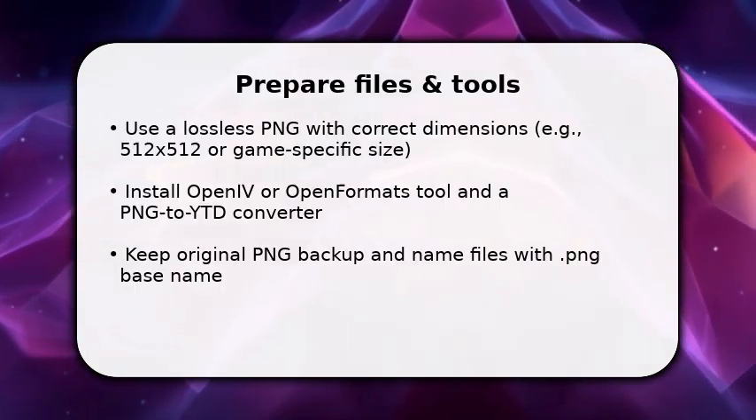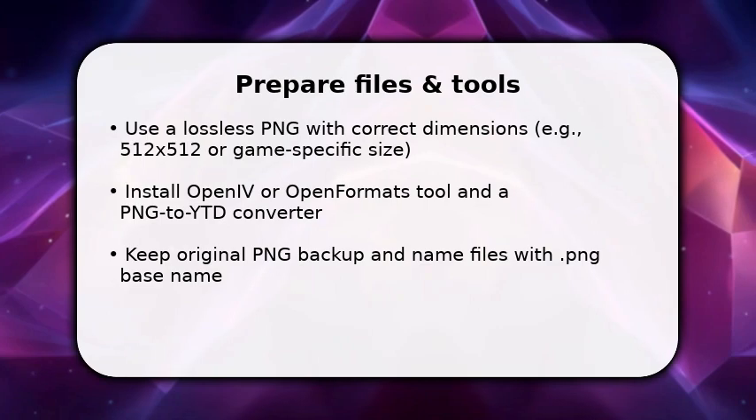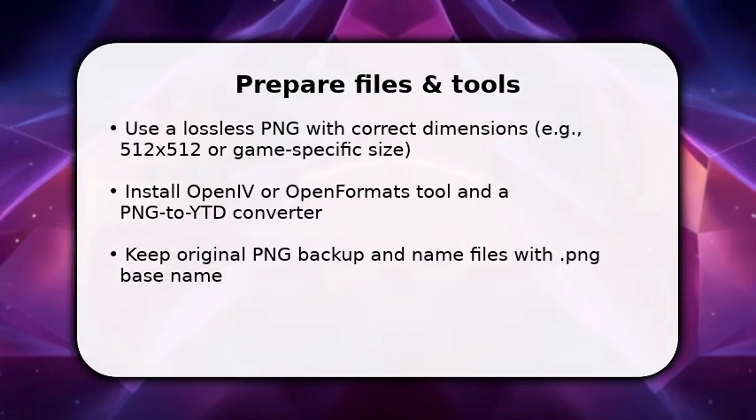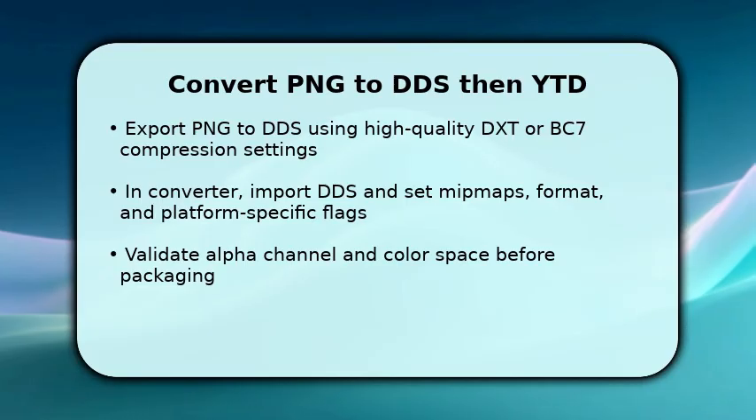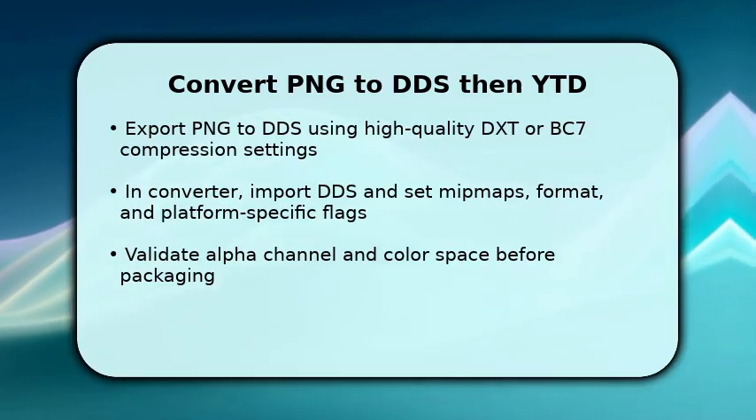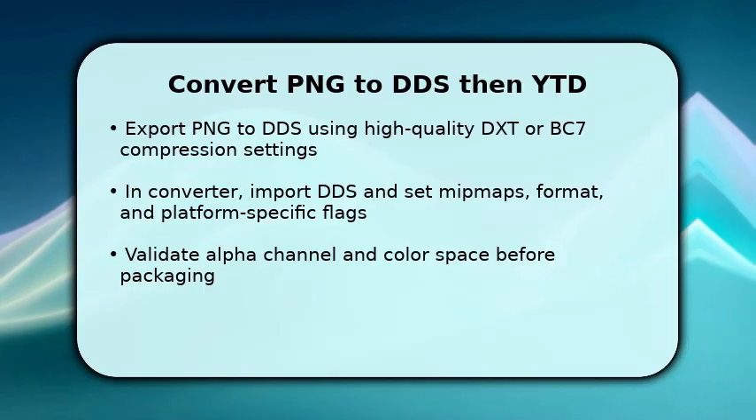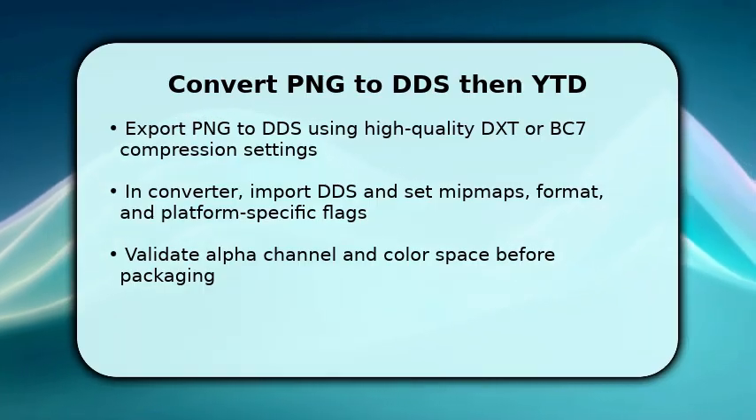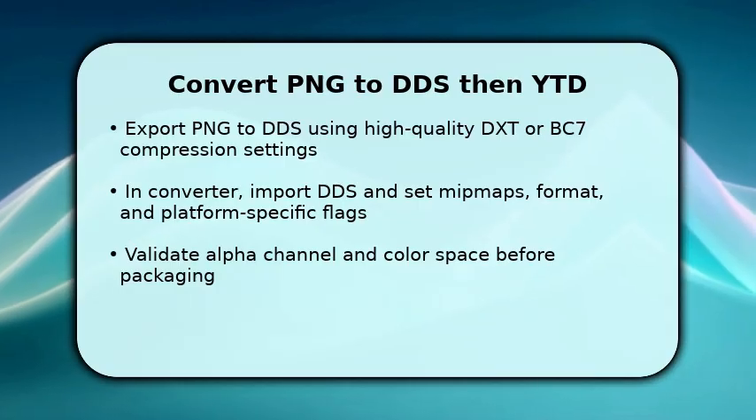You'll convert the image into the texture container next, so keep the tool window and source file visible. You now convert the PNG into a texture-ready format. Export to DDS with appropriate compression. Choose DXT5 for alpha or BC7 for high color fidelity, because YTD stores GPU-ready textures.